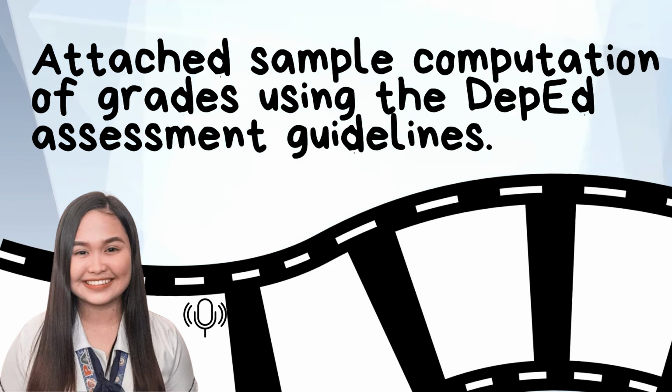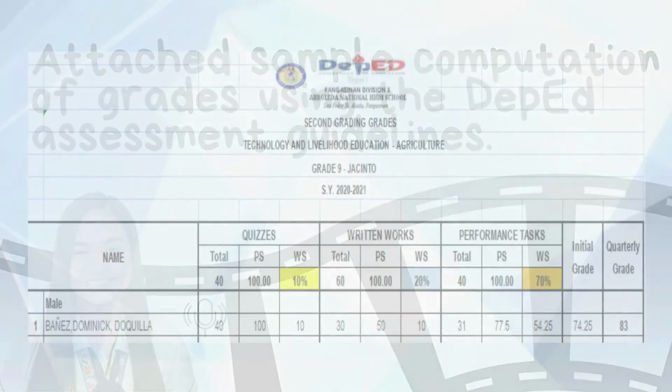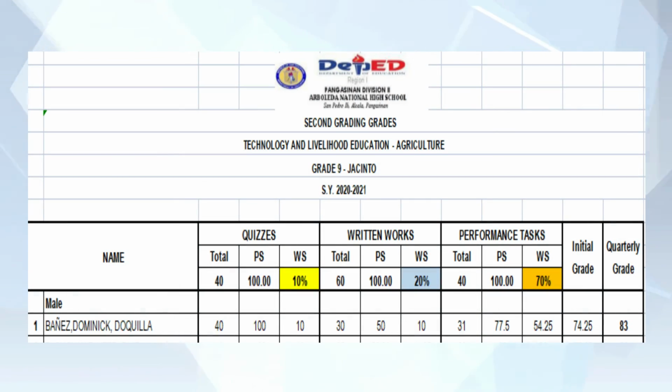How to compute the grade in TLE Agriculture as a learning area. We take as an example the grade of Banyas Dominic Duquila. We got his grade from his quizzes 10%, written works 20%, and performance tasks 70%. In his quizzes, which is equivalent to 10%, his total score is 40 out of 40 items. 100 as percentage score multiplied by 10% equals 10% as weighted score.